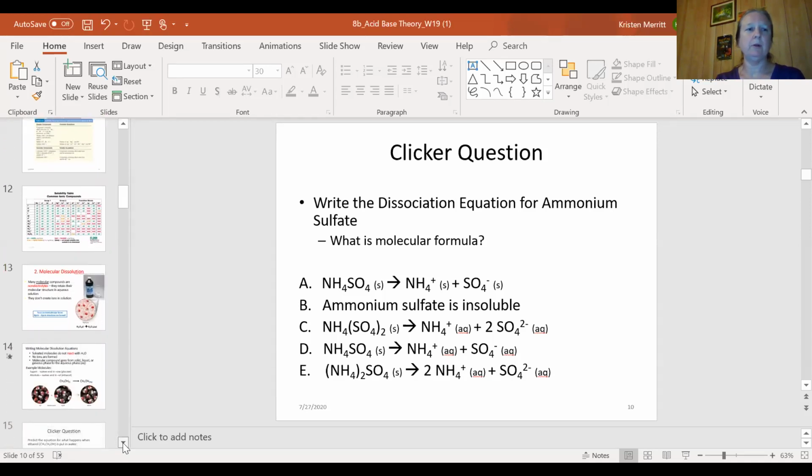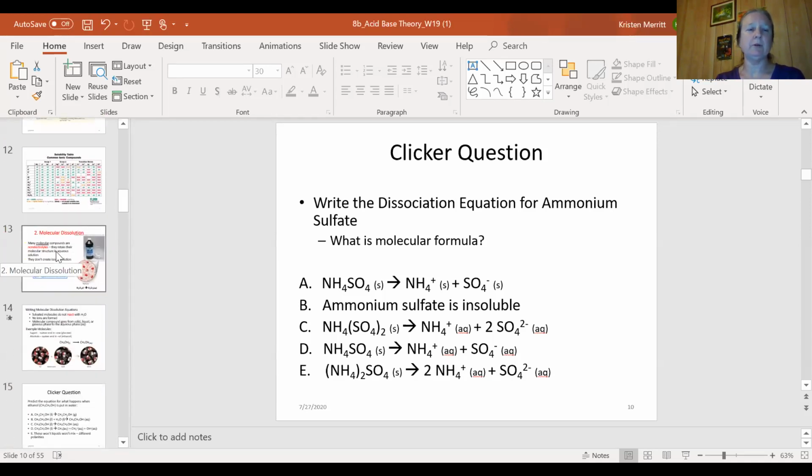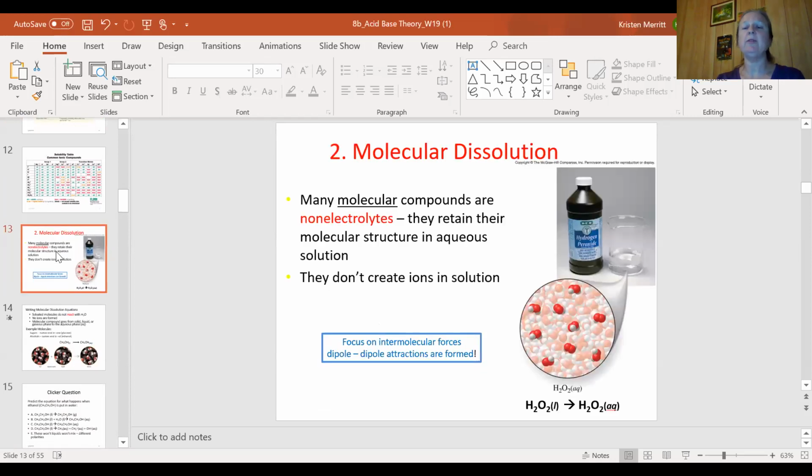So let's go to molecular dissolution. This is the simplest one of them all. It's so simple that often when you work through the other two and you get one of these, you're like, wait, this is too simple. I'm doing something wrong. Because it's sugars and alcohols, which I'll go into the next slide to show you.